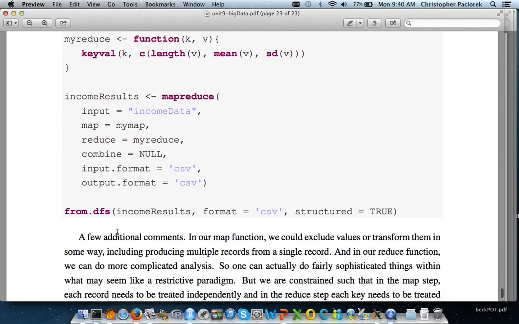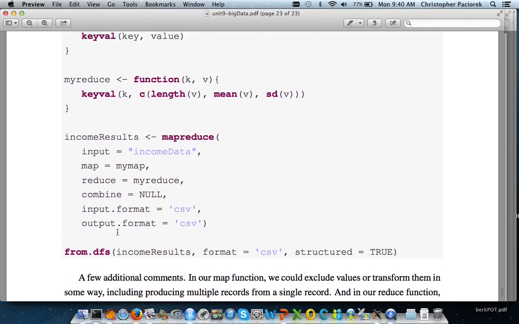And then the way you actually use MapReduce in the R Hadoop package is you use this mapreduce function. You give it a name that refers to that collection of CSV files. You give it your map function, you give it your reduce function, and combine is another set of operations that you can do within this context that I won't go into. And you're telling it, okay, the inputs are CSVs and create CSV files as the output.